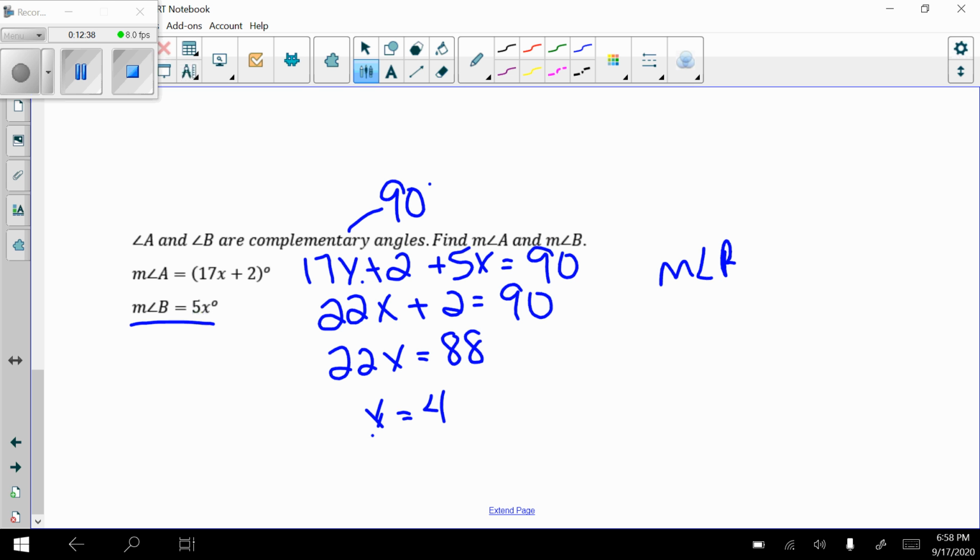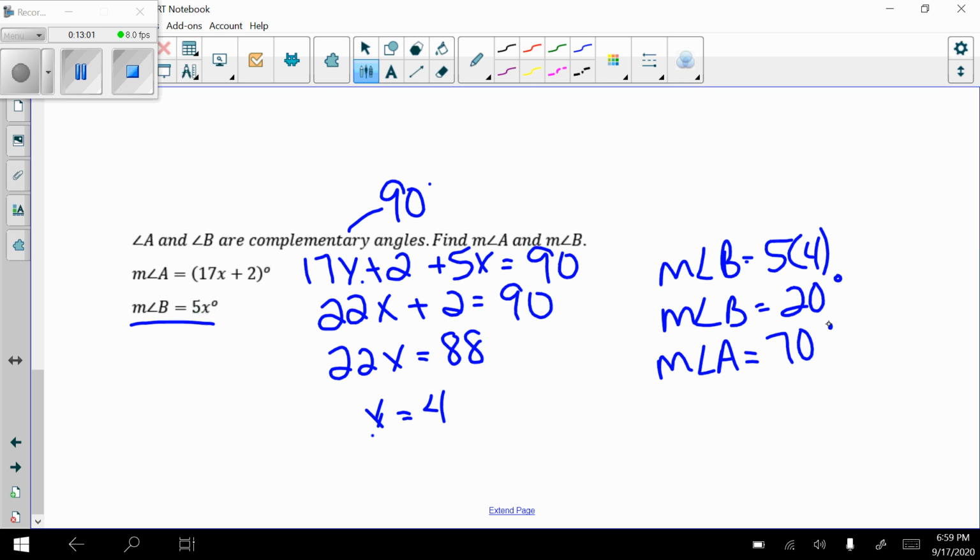Measure of angle B is equal to 5 times 4. So the measure of angle B equals 20 degrees because I found an angle. I could plug 4 into the 17x, 17 times 4 plus 2, or I know that they both have to equal 90. So measure of angle A is just going to be 90 minus the one I already found. So 90 minus 20, 70 degrees. There's A and B. So that is the second half of section 1.5, angle pairs.